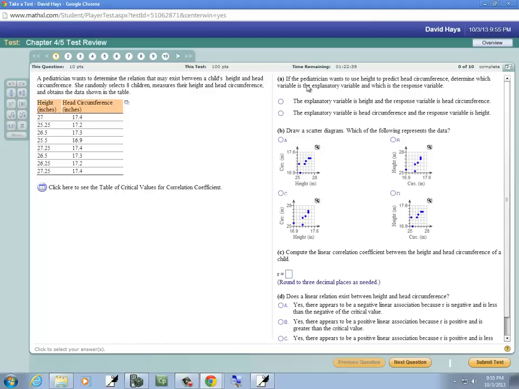Okay. If the pediatrician wants to use the height to predict head circumference, determine which variable is the explanatory variable and which is the response. Use height to predict the head circumference. So the height is going to drive the head circumference. So the explanatory variable is the height, and the response variable is the head circumference.